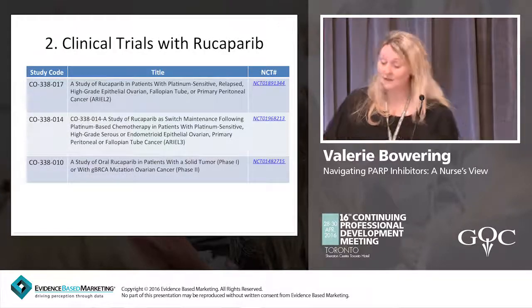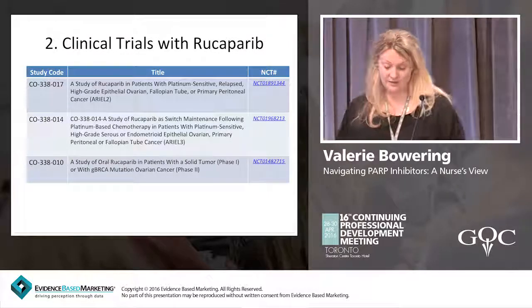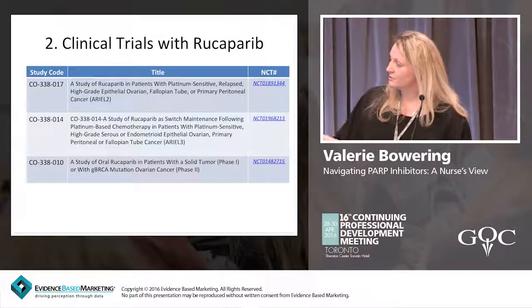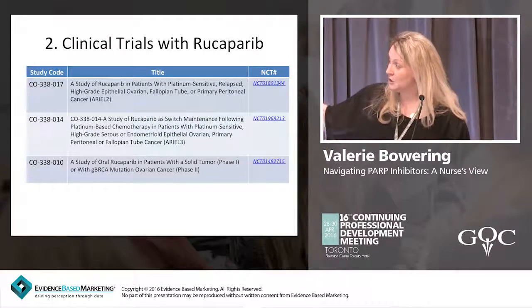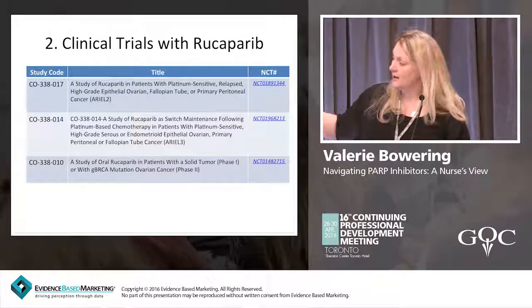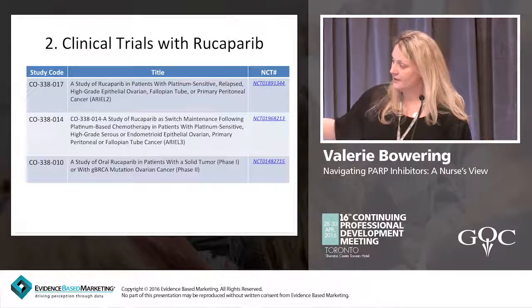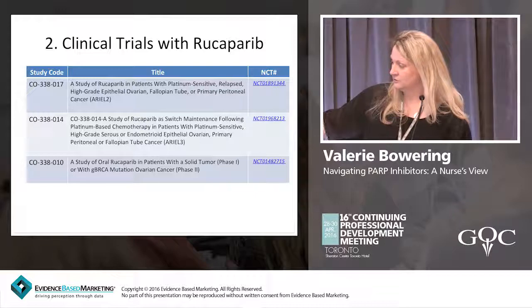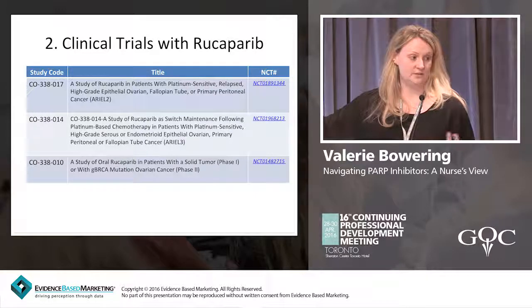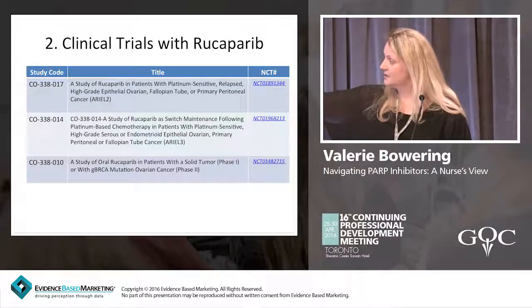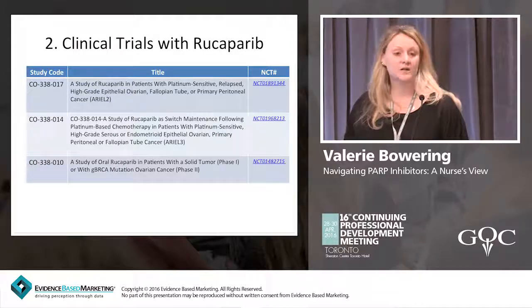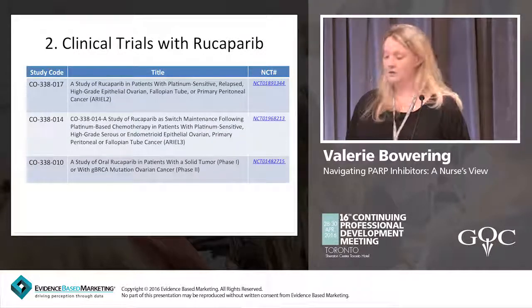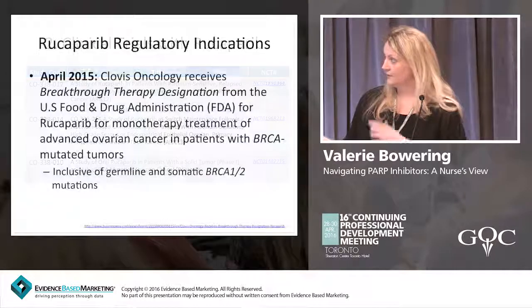So moving on to drug number 2, it's rucaparib. These were the 3 trials that we participated in. The first one is called ARIEL2. The second one is ARIEL3, and then the following one is the phase 1/2, the Clovis 10, essentially, is what we called it, okay? And the NCT numbers, if you were to go on clinicaltrials.gov, you could find more information about those there.